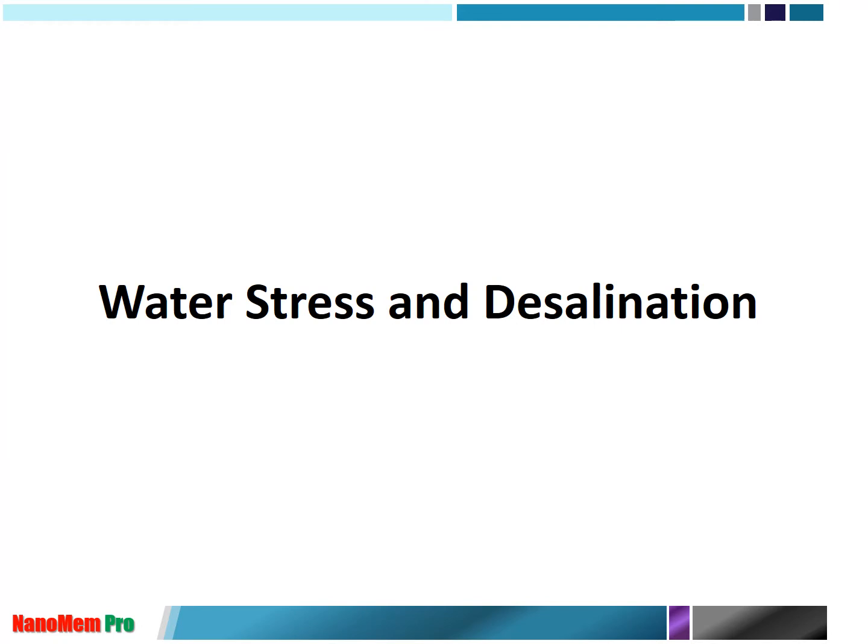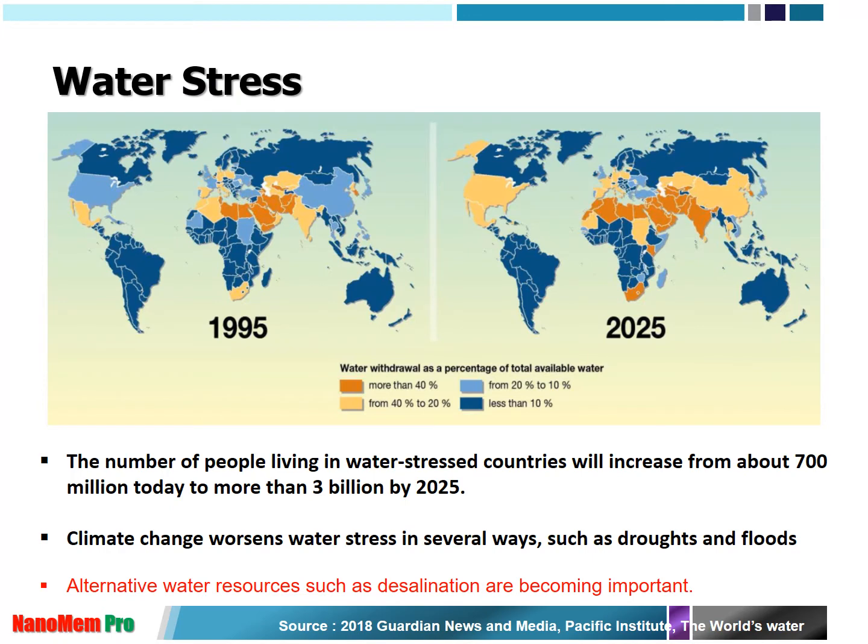Water stress and desalination. The number of people living in water-stressed countries will increase from about 700 million today to more than 3 billion by 2025. Climate change worsens water stress in several ways, such as droughts and floods.